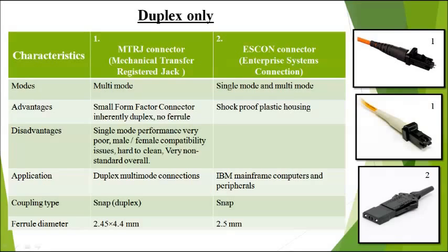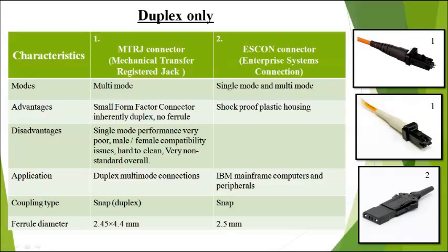The disadvantages of MTRJ connector are very poor single mode performance, male or female compatibility issues, hard to clean, and very non-standard overall. The MTRJ connector is used in duplex multi-mode connection. MTRJ connector uses snap type of coupling. The diameter for the ferrule is about 2.45 by 4.4 mm.